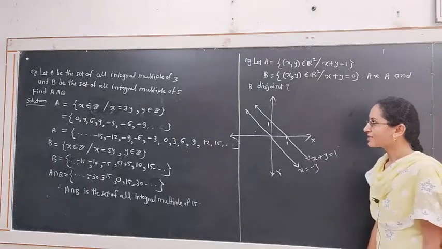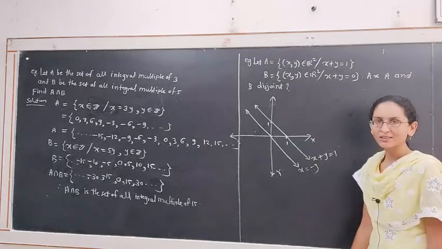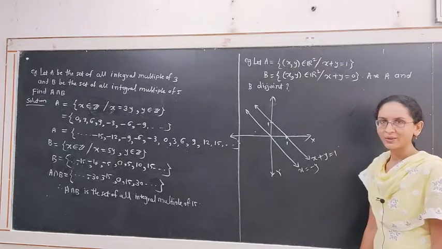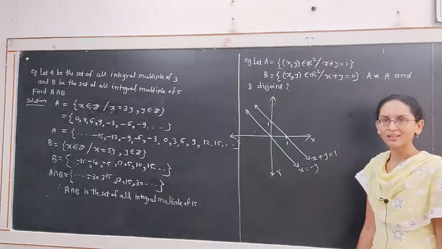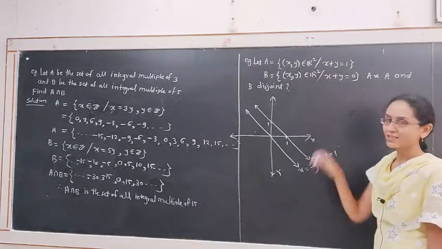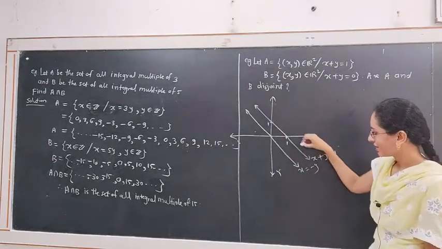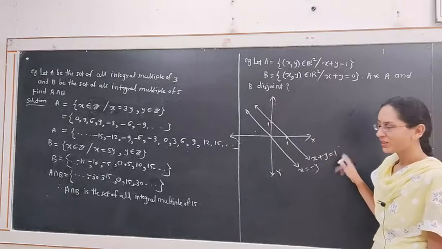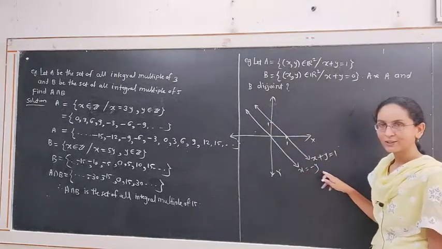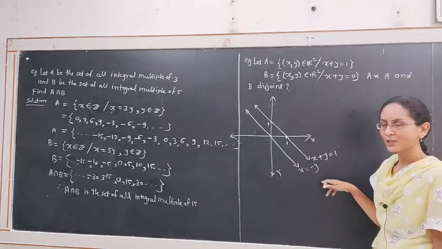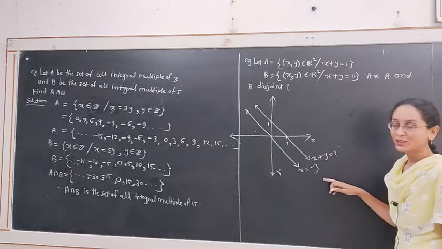Geometrically, we can see that these two lines are not intersecting, meaning their intersection is the empty set. Hence, these two sets A and B, which contain all the points of the lines, the first line x plus y is equal to 1 and the second line x is equal to minus y, or x plus y is equal to 0, are disjoint.